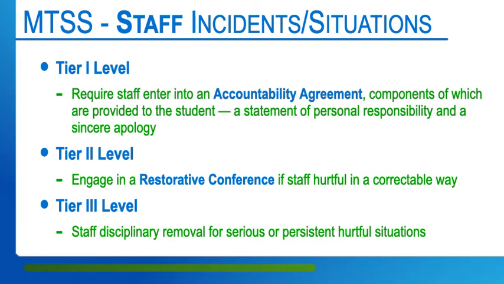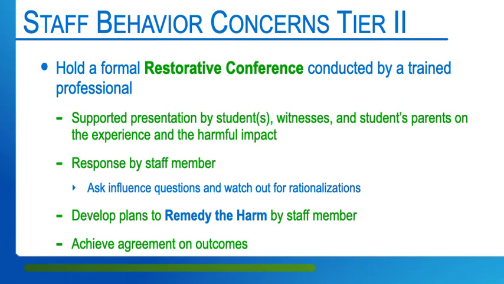It is also my recommendation that the multiple tier system of supports be used if there are any staff incidents. This includes hurtful incidents, a microaggression, or ignoring situations where the student is being treated badly by others. At the Tier 1 level, require that the staff enter into an accountability agreement, just as we've outlined for students, components of which will be provided to the student, and those components are a written statement of personal responsibility and a sincere apology to remedy the harm. At the Tier 2 level, I recommend implementing a restorative conference if staff has been hurtful in a correctable way, and I'll expand on that. At the Tier 3 level, we probably are at the level where we need disciplinary removal for serious or persistent hurtful situations.